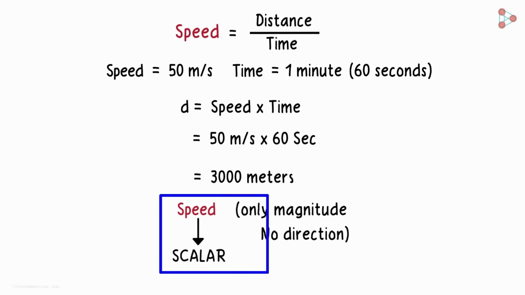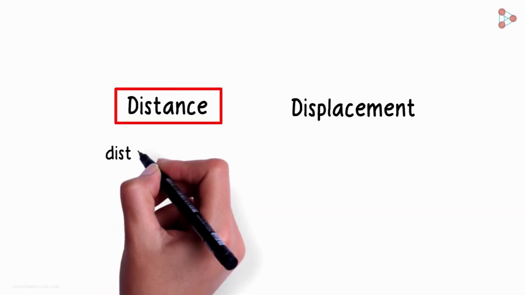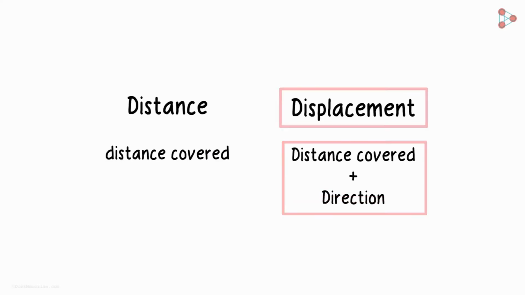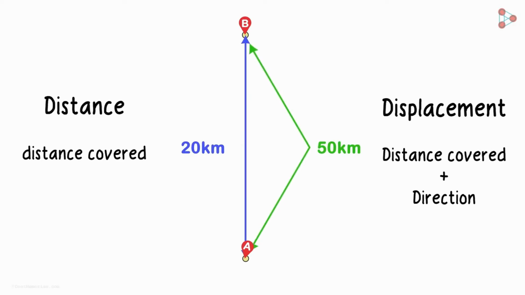Scalar quantities have only magnitude and do not specify direction. Do you remember the difference between distance and displacement? Distance just tells us the distance covered, but displacement is distance with direction. Say the distance between towns A and B is 20 kilometers. So if we take a 50-kilometer route from point A to B like this, then the distance covered is 50 kilometers and the displacement is 20 kilometers north of point A. So speed does not tell us the direction.